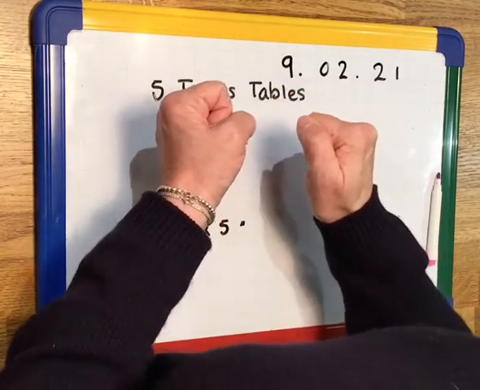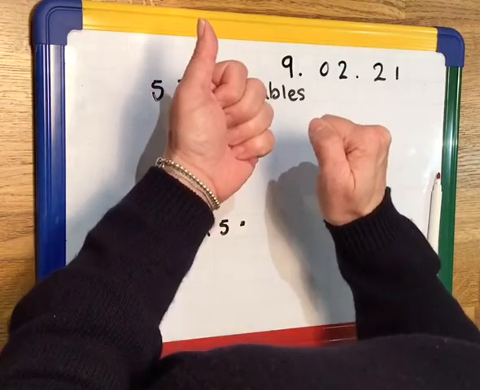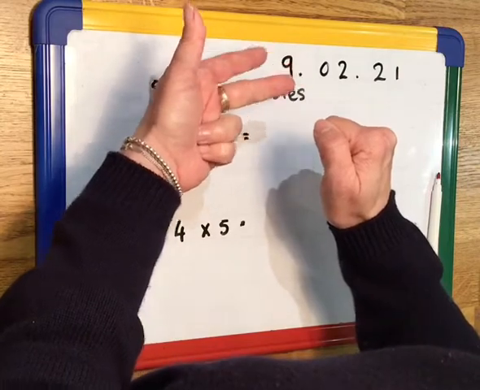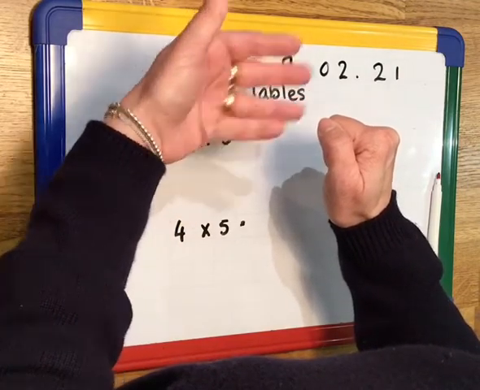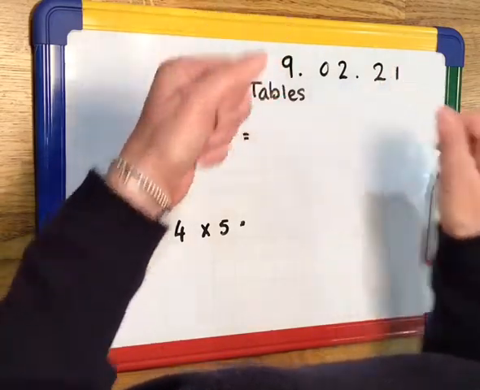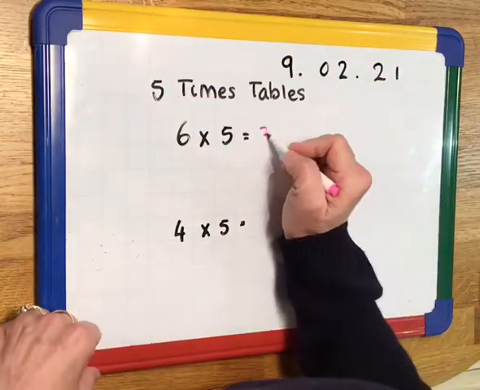Or I could say it as a times table. 1 times 5 is 5. 2 times 5 is 10. 3 times 5 is 15. 4 times 5 is 20. 5 times 5 is 25. 6 times 5 is 30. So the answer to 6 times 5 is 30.